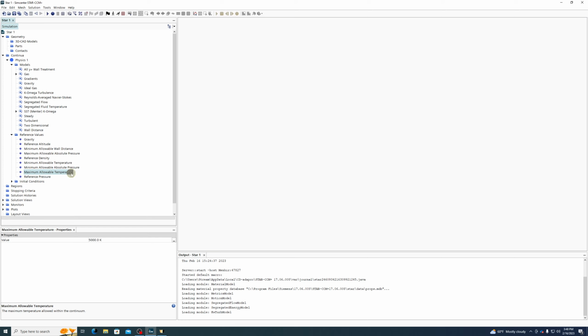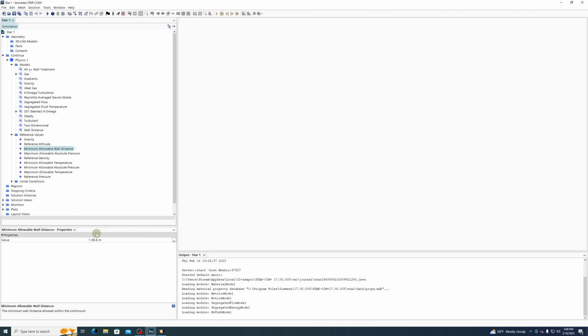The maximum value is pretty gosh darn generous. You usually won't need to change these. It also has a minimum. If the temperature falls below 100 Kelvin, STAR-CCM+ is going to go, hey, that's probably not right. Instead of letting it be less than 100 Kelvin, I'm going to set it to 100 Kelvin. It won't let temperature go above the max or below the minimum. It will enforce these limits. It has similar limits for pressure, up and down.